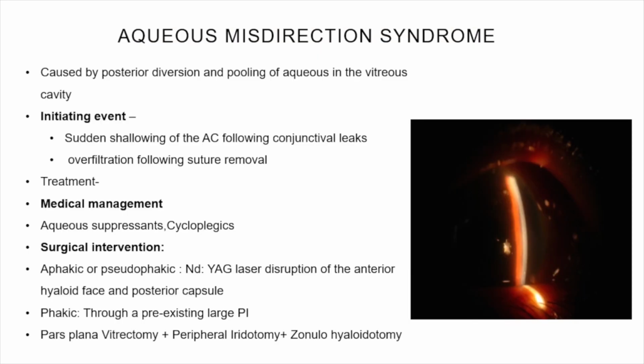So in an aphakic or pseudophakic eye, you can do an Nd:YAG laser disruption. But in a phakic eye, you cannot do it unless you have a very large PI and you can see the anterior vitreous face, which is very unlikely. So in a phakic eye, usually we remove the lens. We do a phacoemulsification with the IOL implantation, followed by a pars plana vitrectomy with a zonular hyaloidotomy.